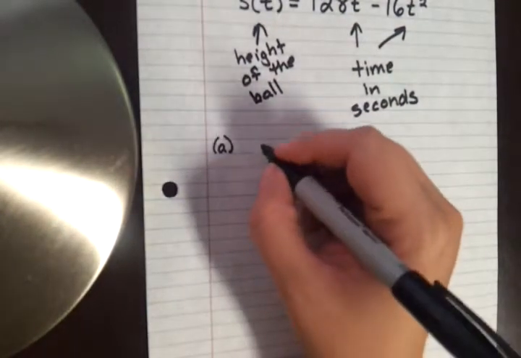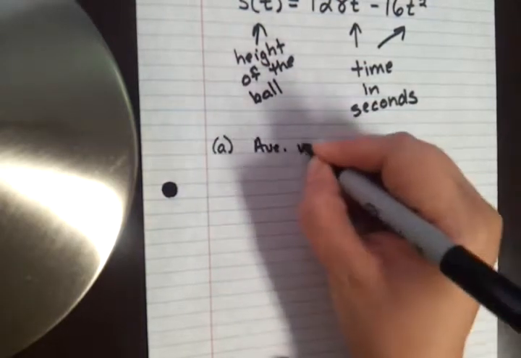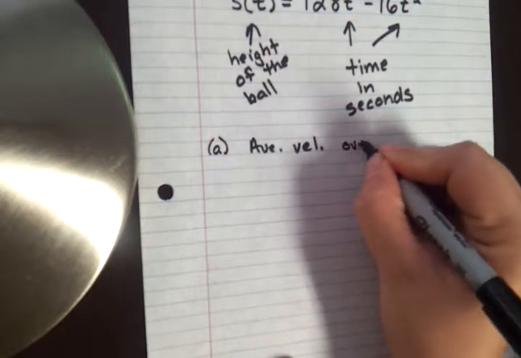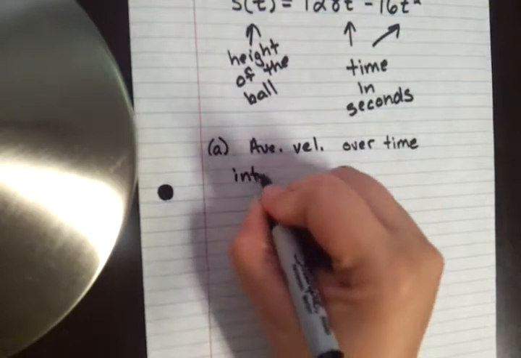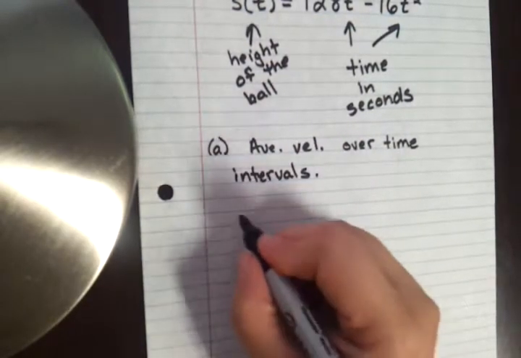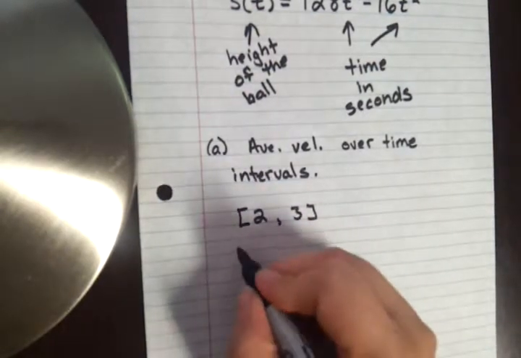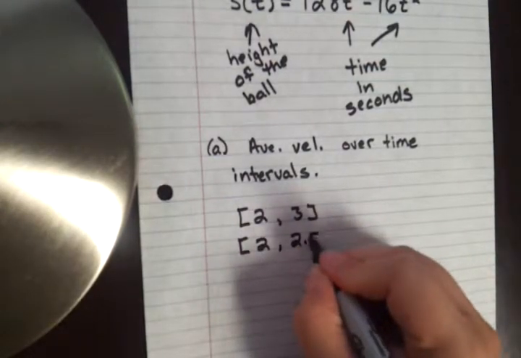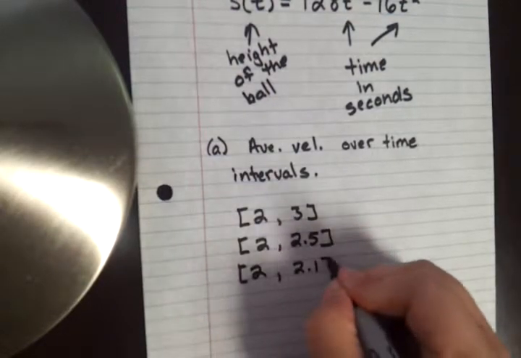So we need to know the average velocity is what they want. Average velocity over some time intervals. And they give us these intervals. The intervals that they've given us are from 2 seconds to 3 seconds, from 2 seconds to 2.5 seconds, and from 2 seconds to 2.1 seconds.